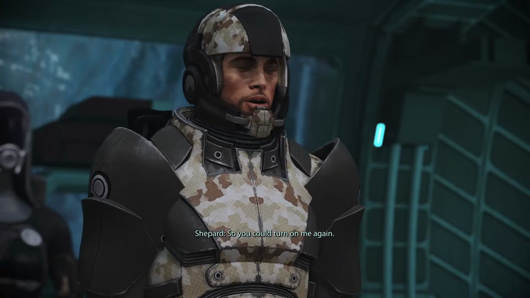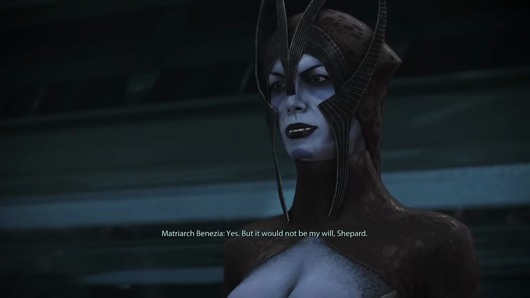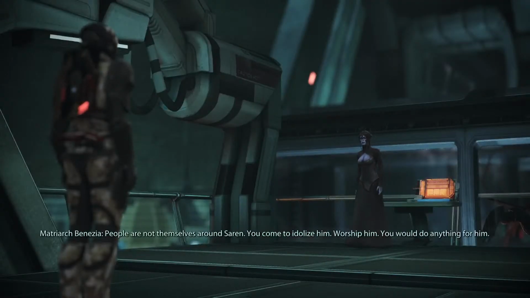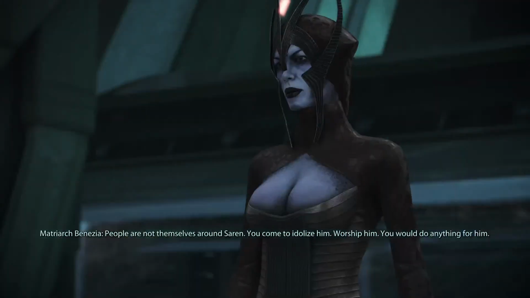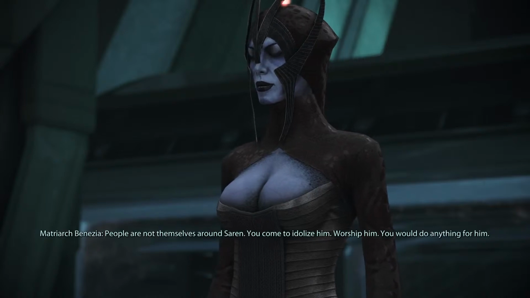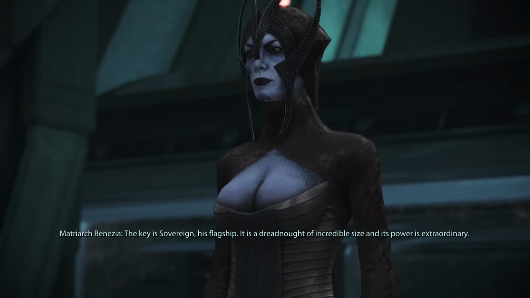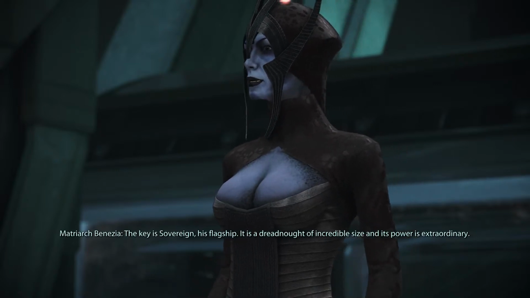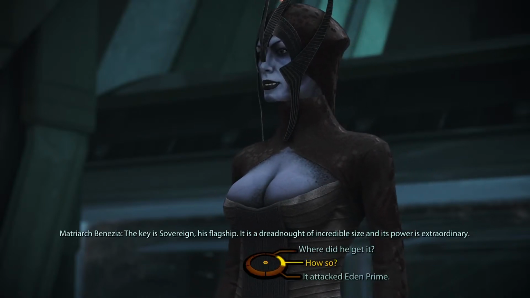So you could turn on me again? Yes, but it would not be my will, Shepard. People are not themselves around Saren. You come to idolize him, worship him. You would do anything for him. The key is Sovereign, his flagship. It is a dreadnought of incredible size, and its power is extraordinary.